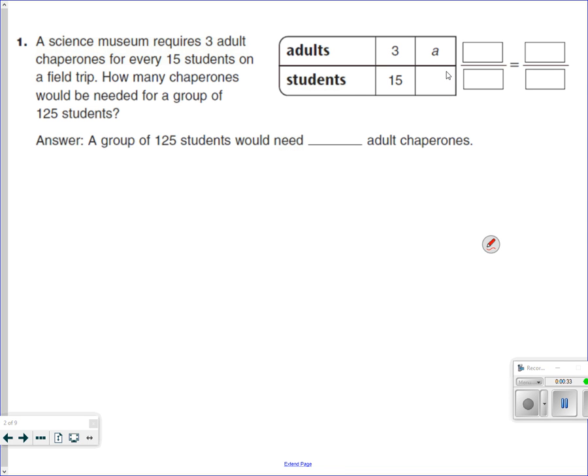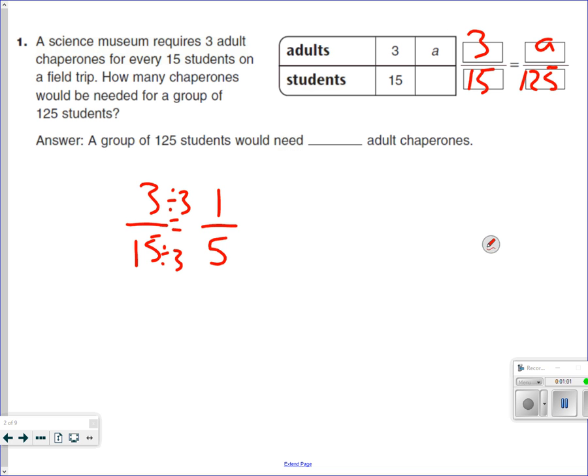If we set it up as a fraction, this is how it would look. It would be 3 over 15. We have 125 students. We're trying to find out what A is, okay? But if I were to break this down into simpler terms, we simply have to reduce 3/15. If we reduce this down to 1/5, we divide by 3, we get 1. Divide by 3, we get 5, okay?